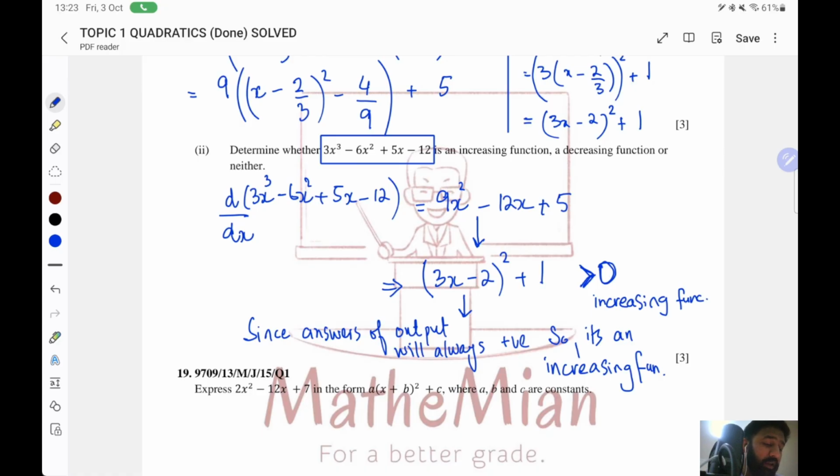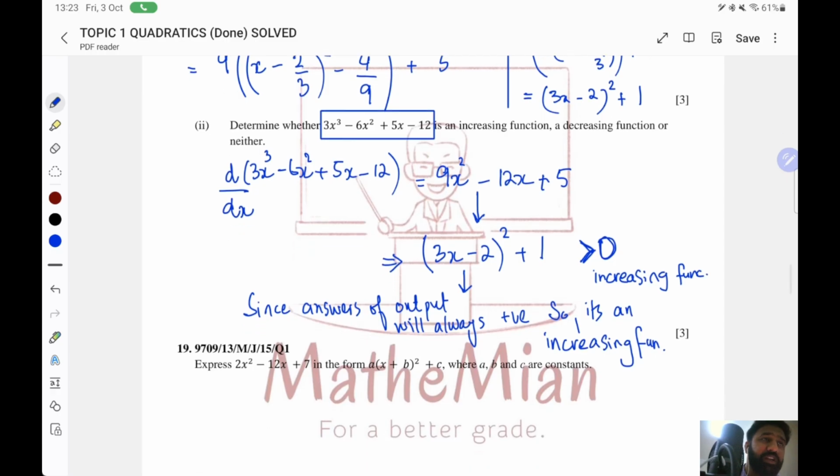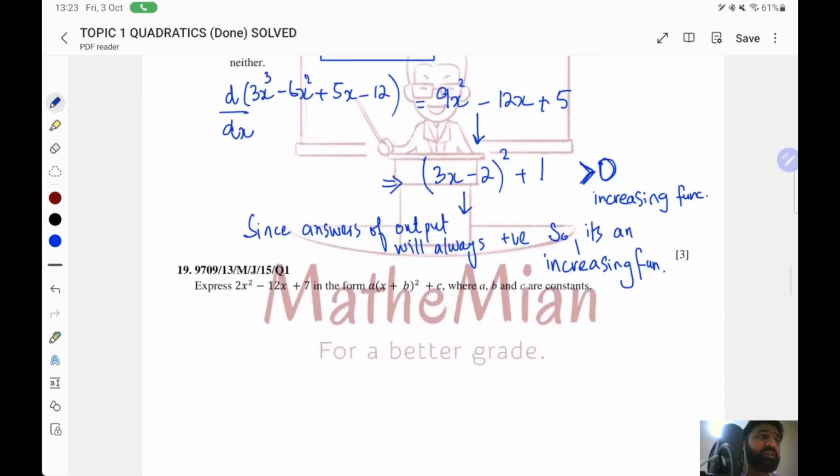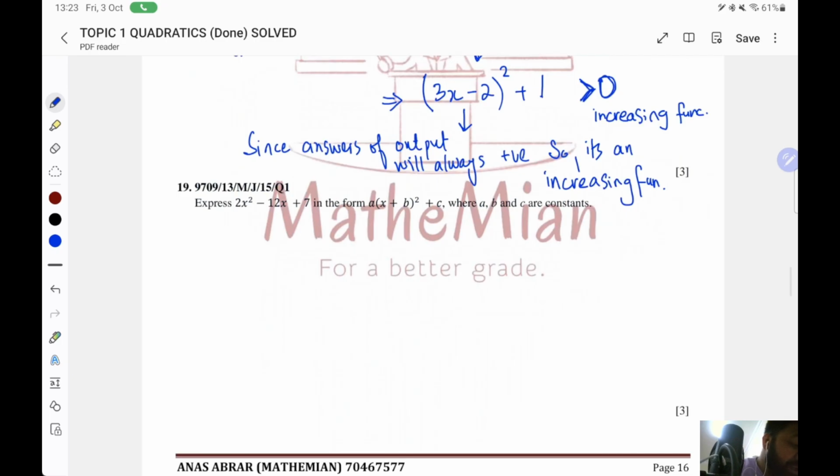Yeah, let's move to the next one, question 19 after this. Question 19 is super easy again, which is from May June 2015, question number 1, paper 1-3. The question says that a standard form is given to you, you need to convert it into completed square form. So you will take 2 as common in the first step. You will not take anything common from 7 because that is going to cost you additional steps. So leave 7 out of the bracket.